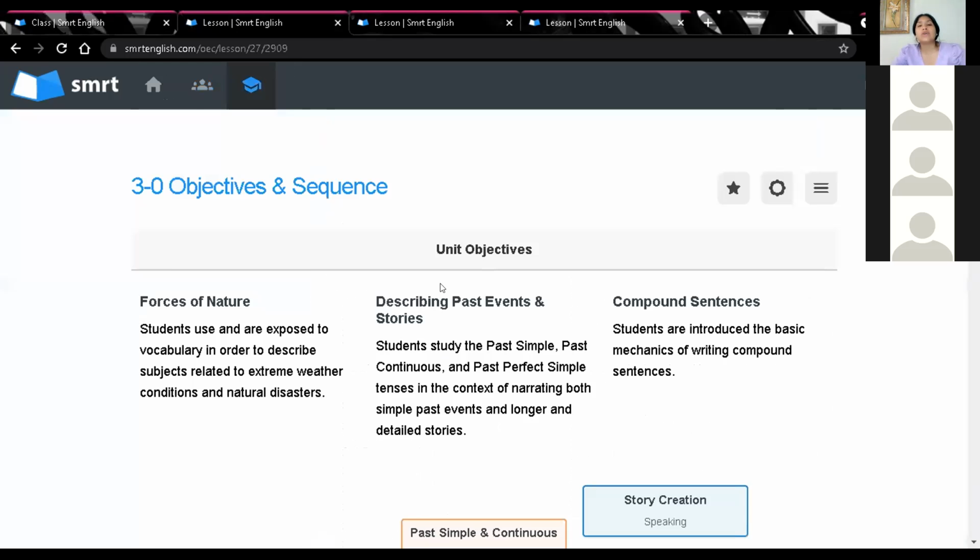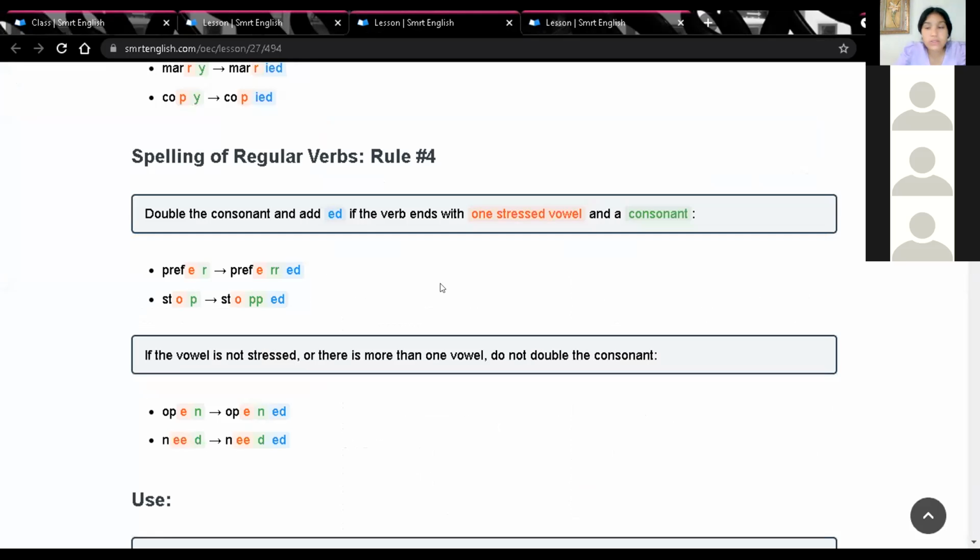Continuing, sorry. I was telling you, how do you know if the vowel is stressed? Well, because it has a long sound. If it has a really short sound, it is not stressed. How can you know it? Just repeat the word, prefer, stop, it's a long sound. Open is very short, so then it's not stressed. Or in need, for example, here we have a kind of long sound, but it has double vowels, so the rule doesn't apply.